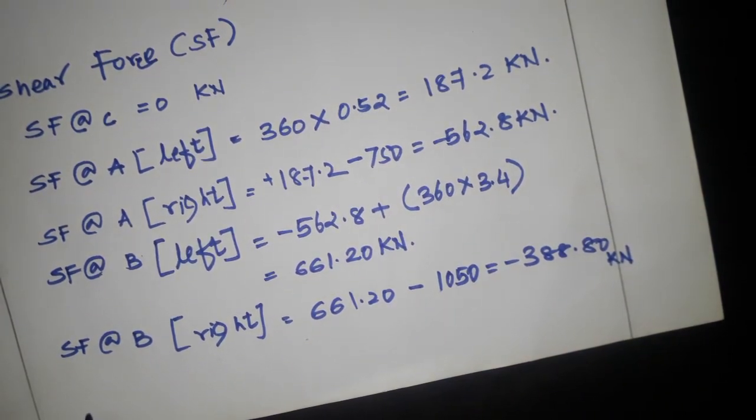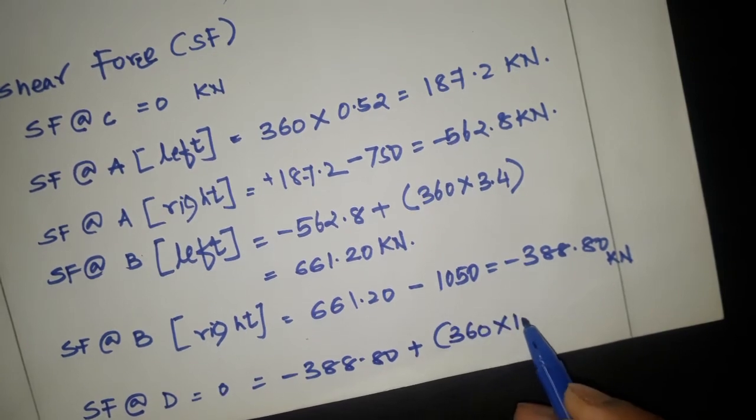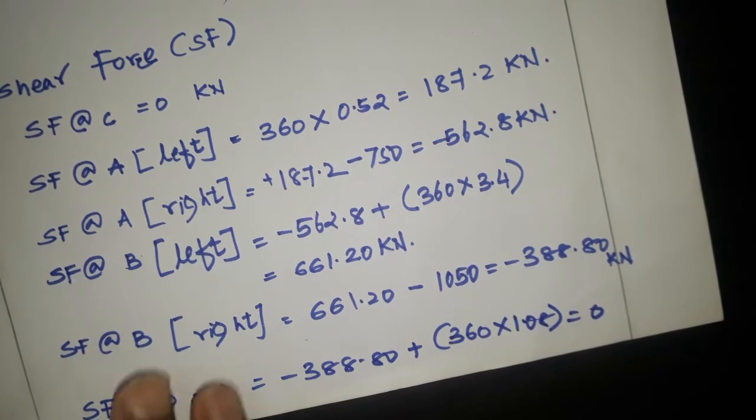Then we'll go again for the shear force at D, which should be equal to 0. Shear force at D: if you want to check, you can check. That is minus 388.8 plus 360 into 1.08 equals 0. Okay, I'll just explain here now.